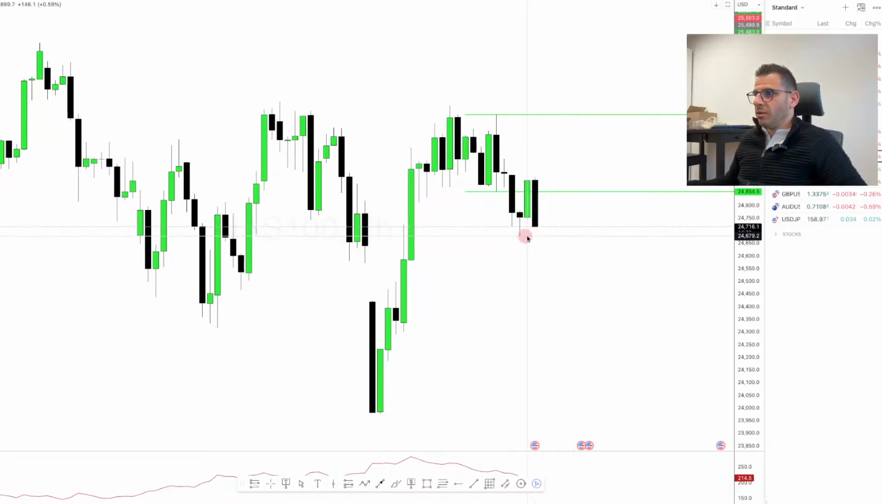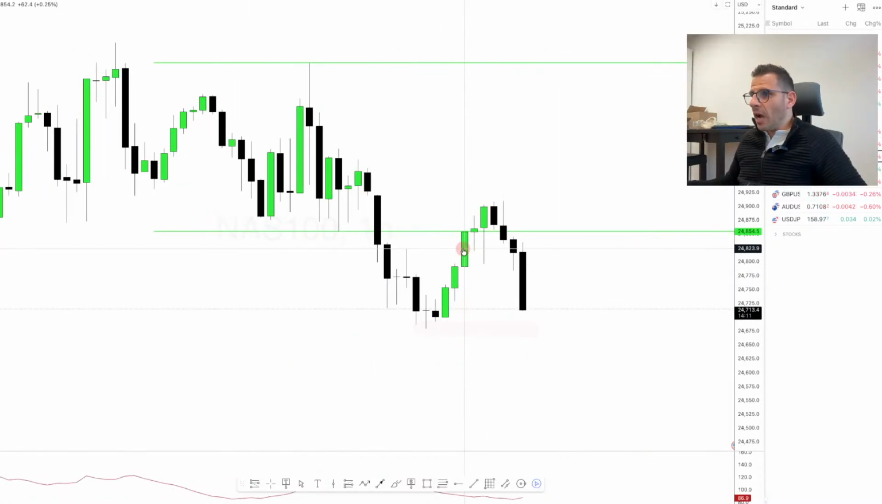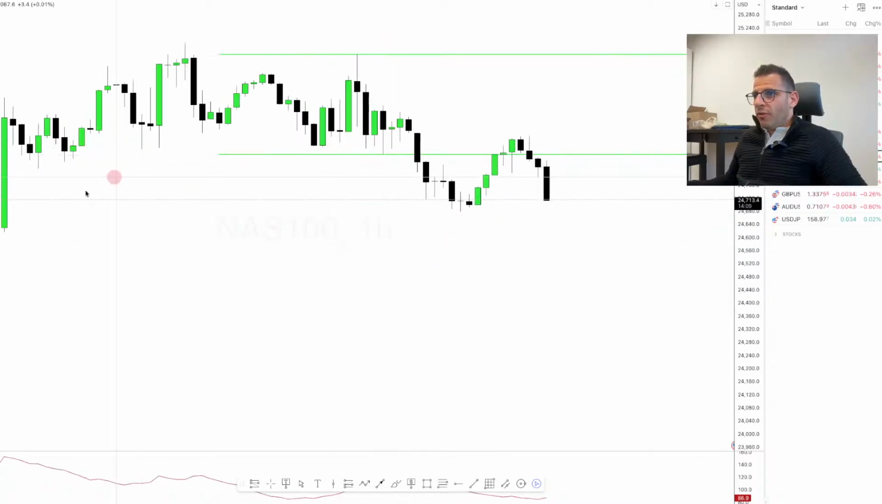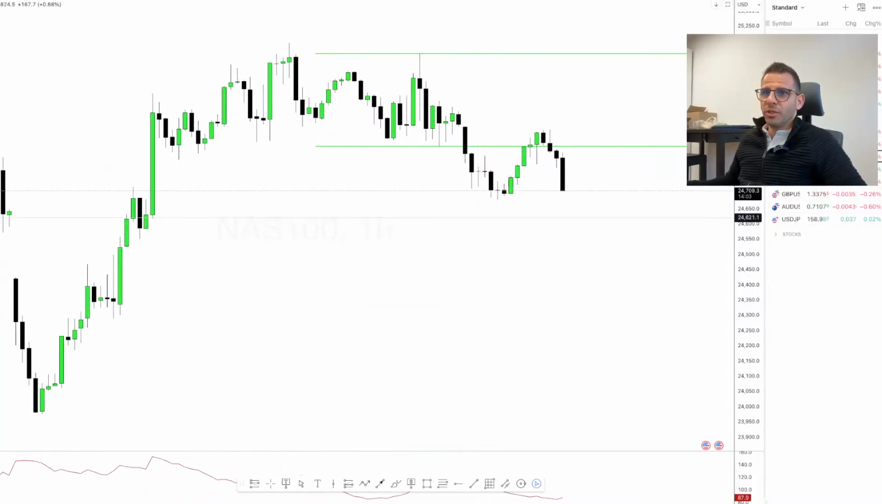Is getting down to the Asian's low. That's the Asian's low. This one here. Hourly. Finally, we have the lower lows and lower highs, so we can comfortably start looking for short positions.